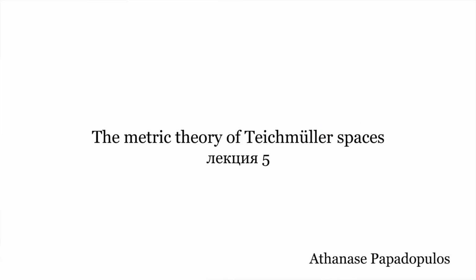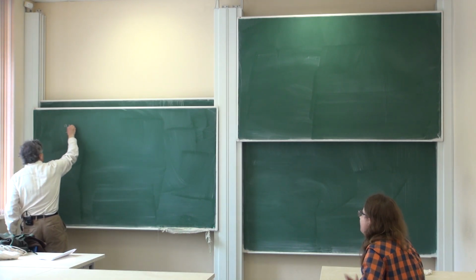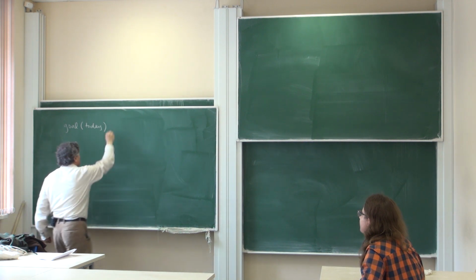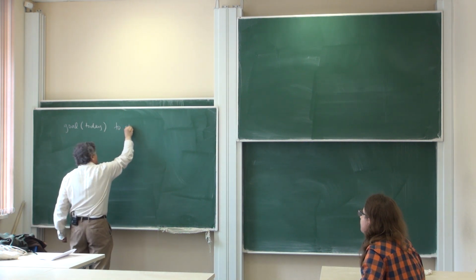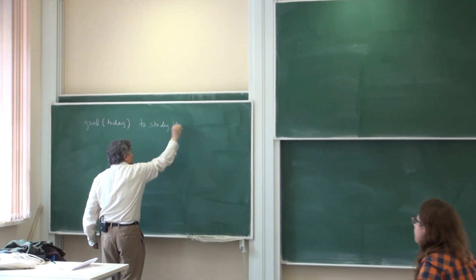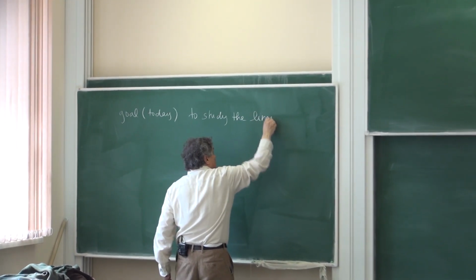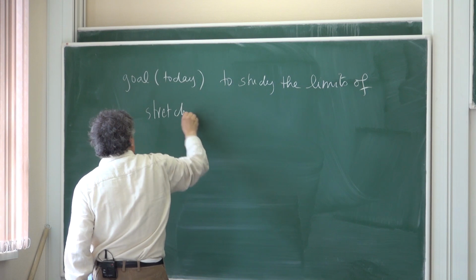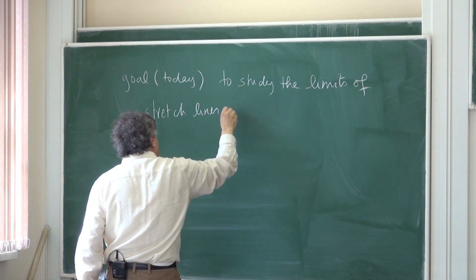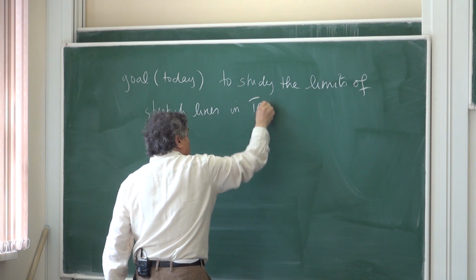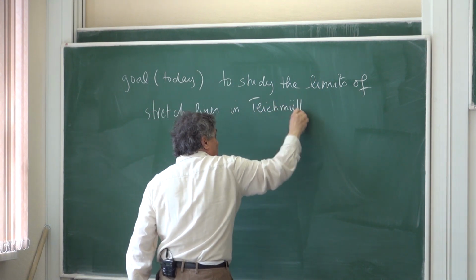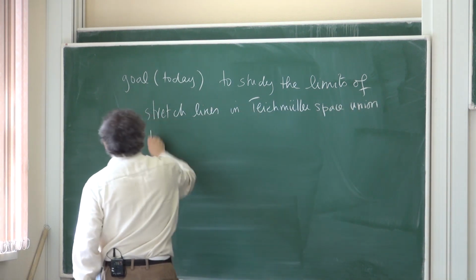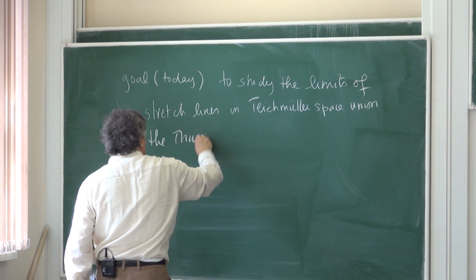Okay, so today the goal is to study the limits of stretched lines in Teichmüller space union the Thurston boundary.